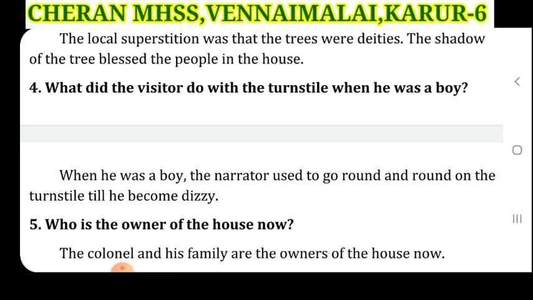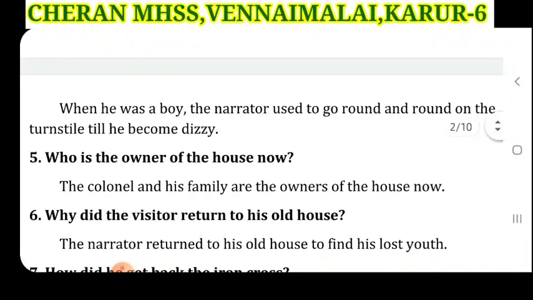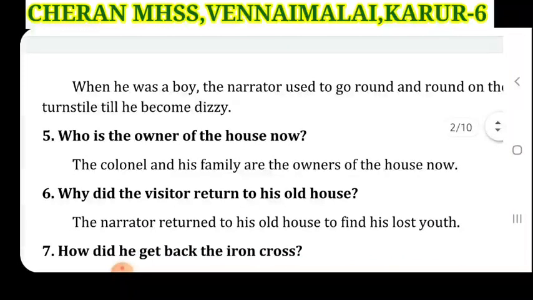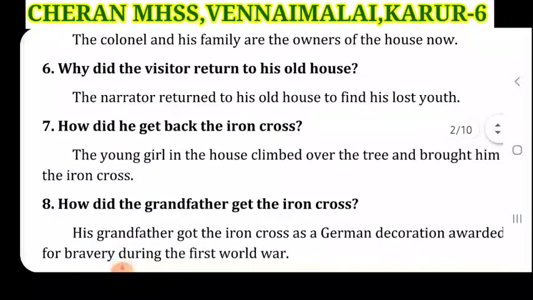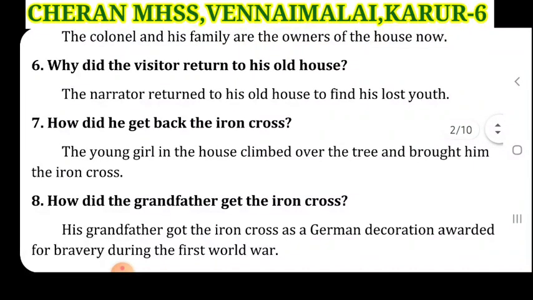Fifth one, who is the owner of the house now? Answer, the colonel and his family are the owners of the house now. Sixth one, why did the visitor return to his old house? Answer, the narrator returned to his old house to find his lost youth. Seventh one, how did he get back the iron cross? The young girl in the house climbed over the tree and brought him the iron cross.